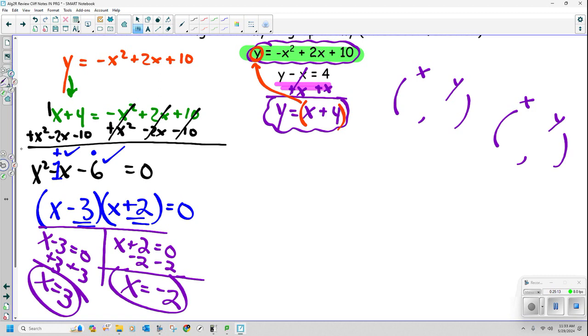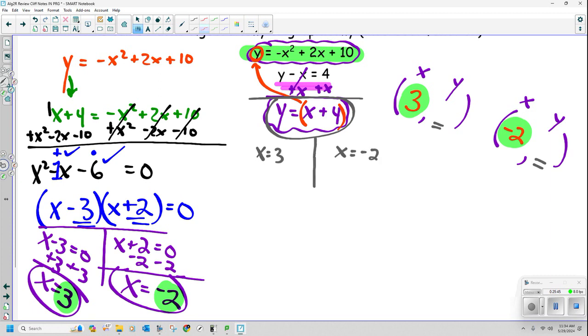I found both my x's. 3 and -2 are the x coordinates that are going to go here. So x is 3 and x is -2. I need to find the y values for each one of those coordinates. How do I do that? Looky, looky. Y equals x plus 4. So I have an x that's equal to 3, and I have an x that's -2. Don't I? I do. So let's plug this in.